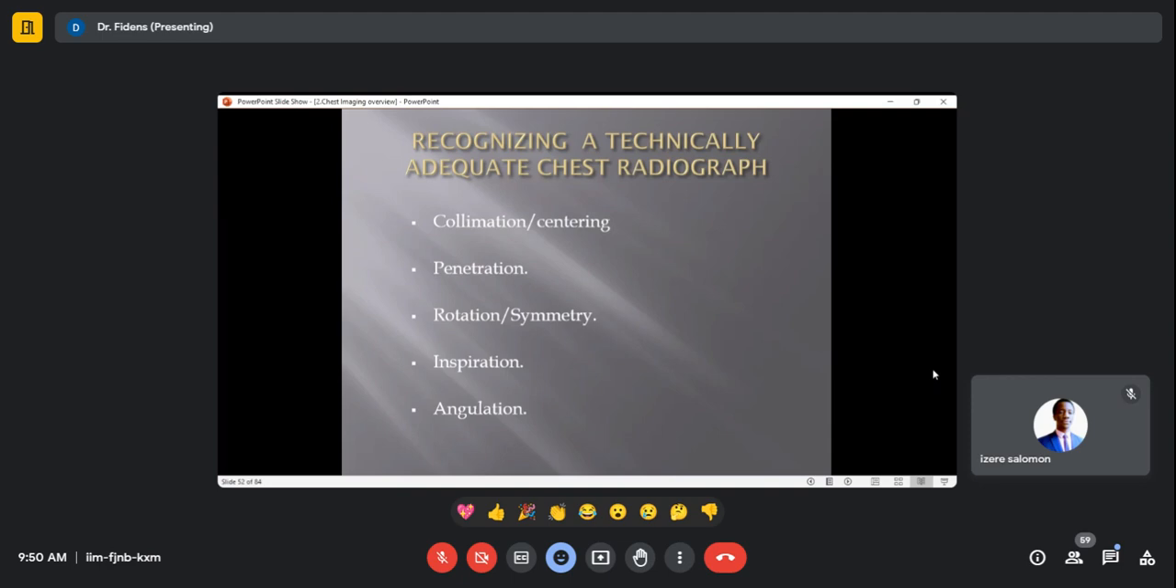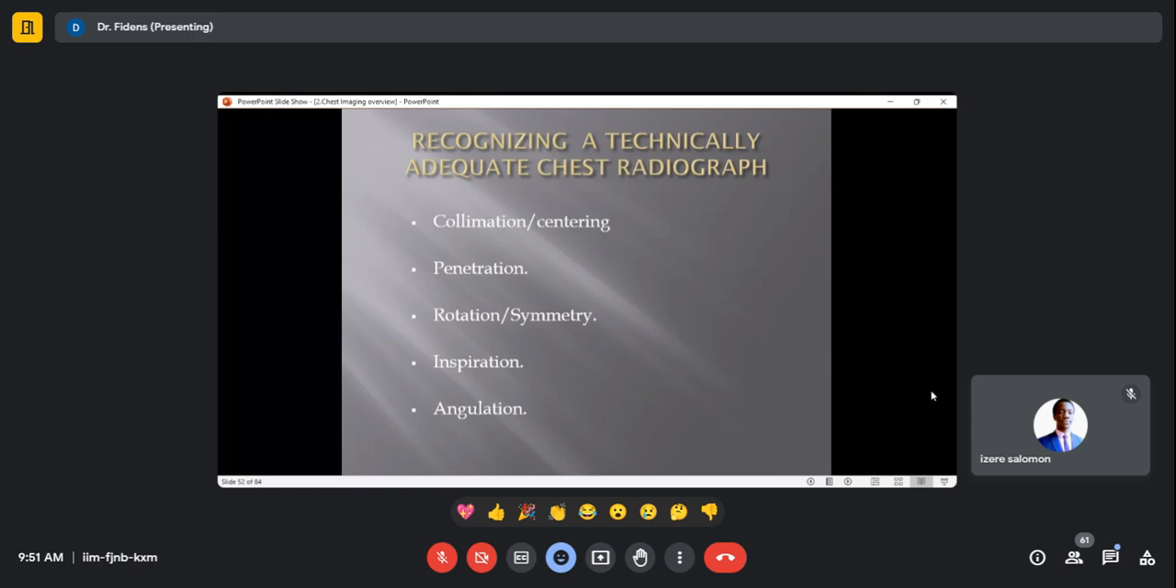If it is not a good, deep inspiration, we see that the lower lobes will be opaque, because those are effects of not having a deep inspiration. But my question is, you have a film, you are checking the technical qualities of the film. Now, for you to check if there was a good inspiration, how do you check it?